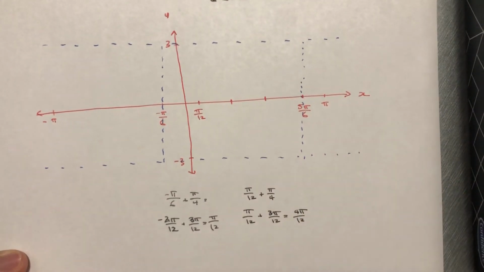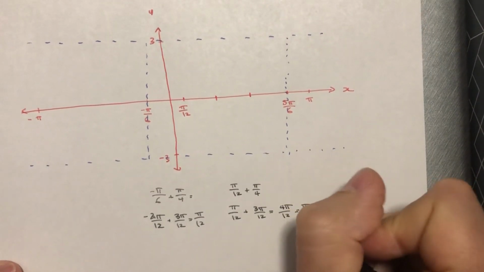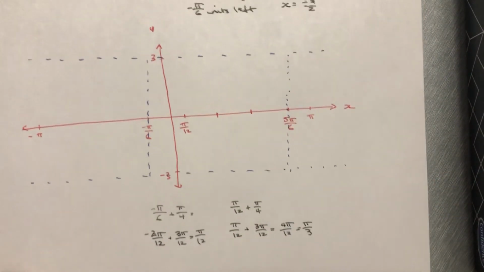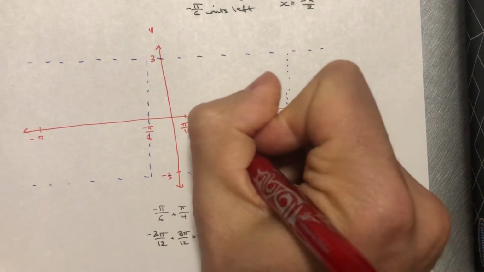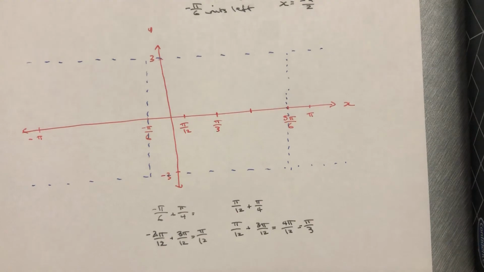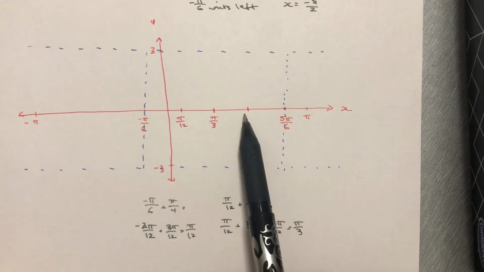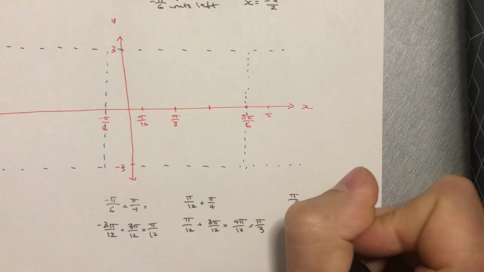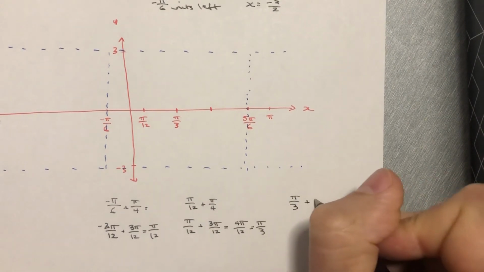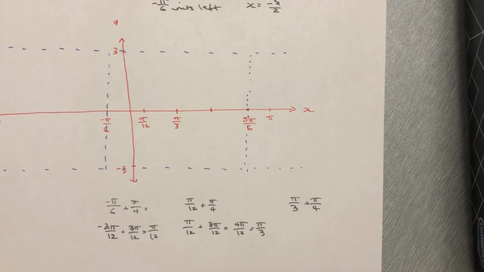So we get 4 pi on 12, which can be simplified, so that's pi on 3. Put it into our graph. Now that we know that one's pi on 3, and that one's a quarter along, we can do the exact same thing. So pi on 3, and we're adding pi on 4.